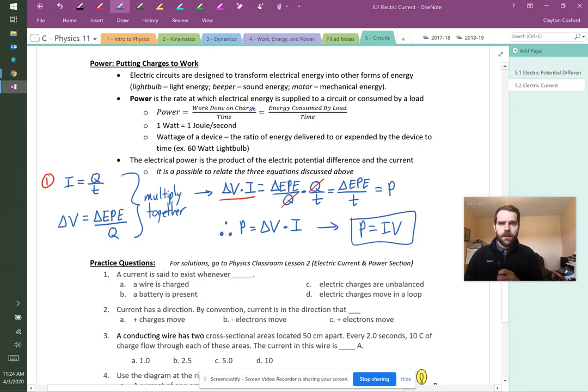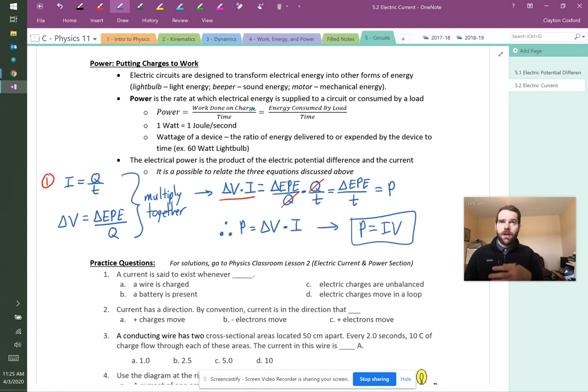The power that is supplied by a battery. So if we want to know how much power is supplied by a battery, what's the potential difference of that battery? 1.5 volts, 9 volts, whatever it is. And what's the current? How much charge is flowing out of that battery? How many amps of current are flowing out of that battery? Multiply those two together, you figure out how much power is supplied by a battery.